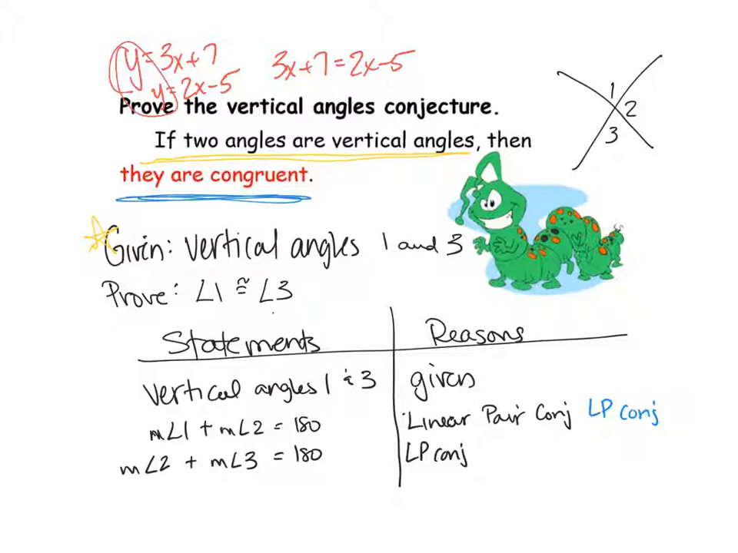Okay, so that's what I'm going to write. I'm going to write the measure of angle 1 plus the measure of angle 2 is equal to the measure of angle 2 plus the measure of angle 3. And what we did there is just called substitution.